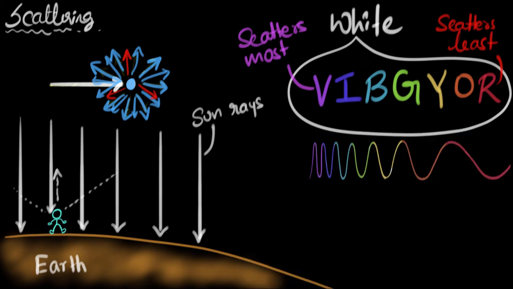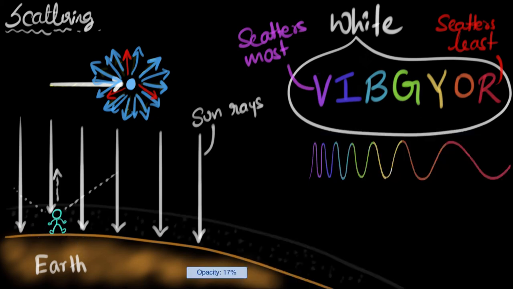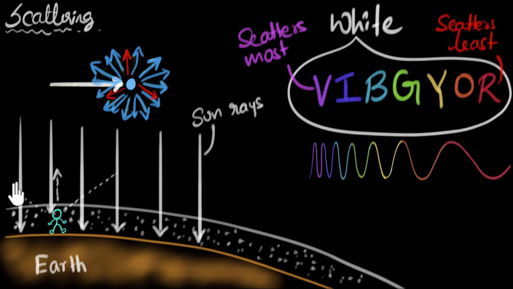But now let's bring in the atmosphere. When we bring in the atmosphere, the sunlight strikes all these atmospheric particles, and like we discussed, they will end up scattering blue light the most. They do scatter all the other colors, but blue light gets scattered the most. And as a result, almost all these atmospheric particles will end up glowing blue. And so now, in whichever direction we look, all we would see is the blue light.